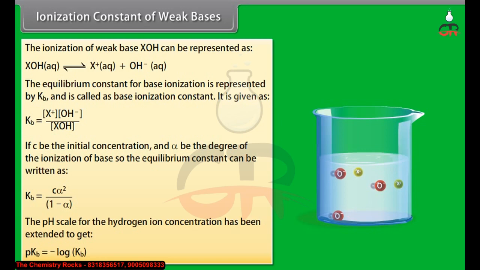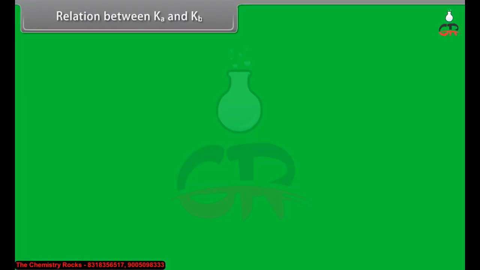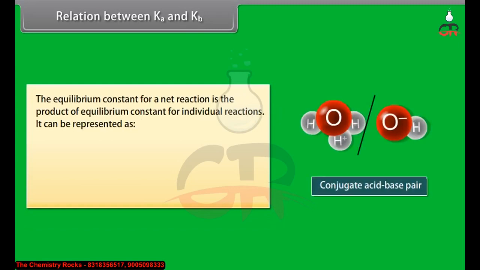The pH scale for the hydrogen ion concentration has been extended to get the relation between Ka and Kb. The equilibrium constant for a net reaction is the product of equilibrium constants for individual reactions. It can be represented as K net is equal to K1 times K2 times K3, and so on. For a conjugate acid-base pair, Ka times Kb is equal to Kw.